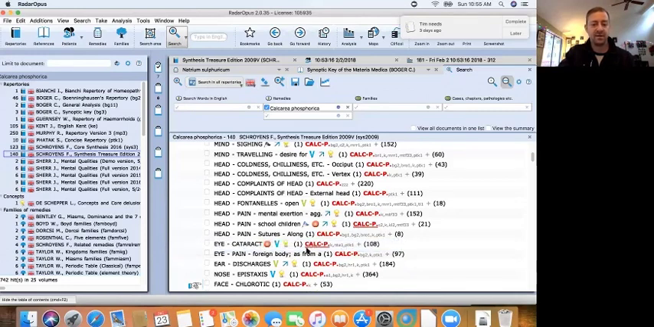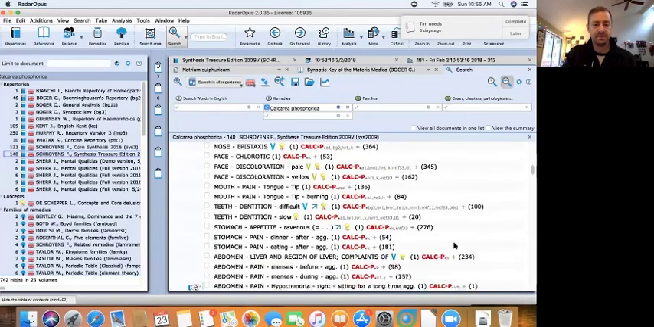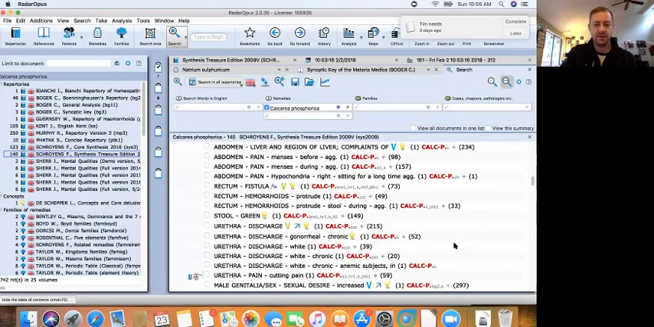Eye pain from a foreign body, cataracts. So this is just another way that I like to study remedies. You can kind of go through that. Hemorrhoids protrude during stool. It's one of 34 remedies. Green stools, gonorrheal discharge, chronic. Interesting.